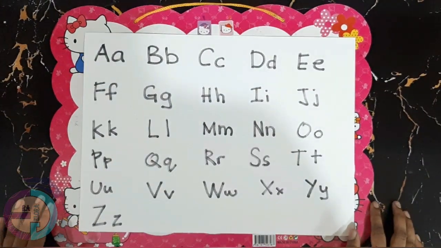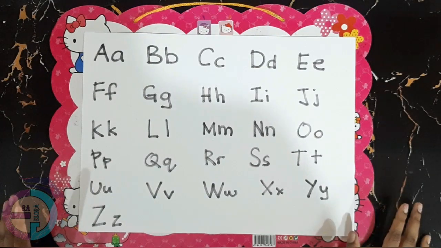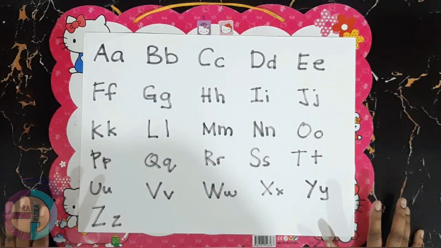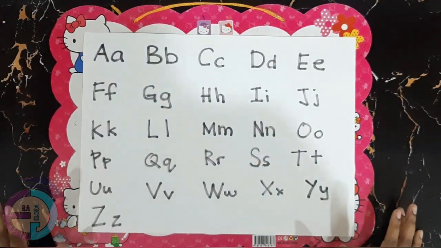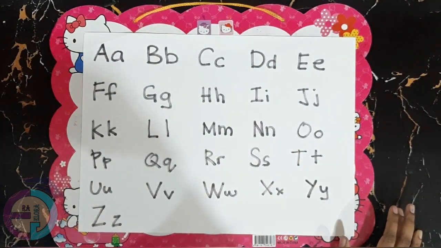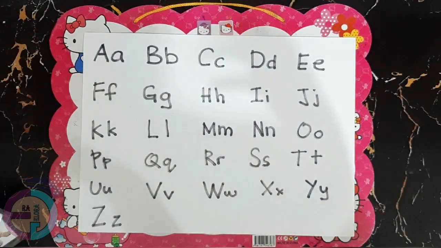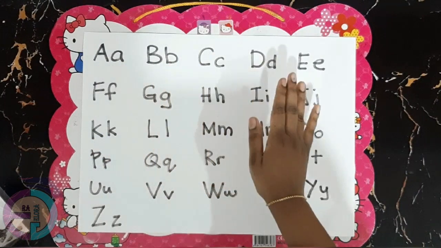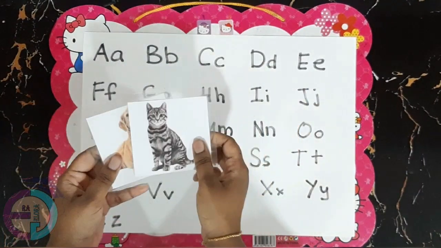So next, followed by the sound. Okay, once we have introduced the name of the alphabet, we have to introduce the sound of the alphabet. So first we have to make our child understand that each alphabet has a name and a sound. So we can use the flashcard.